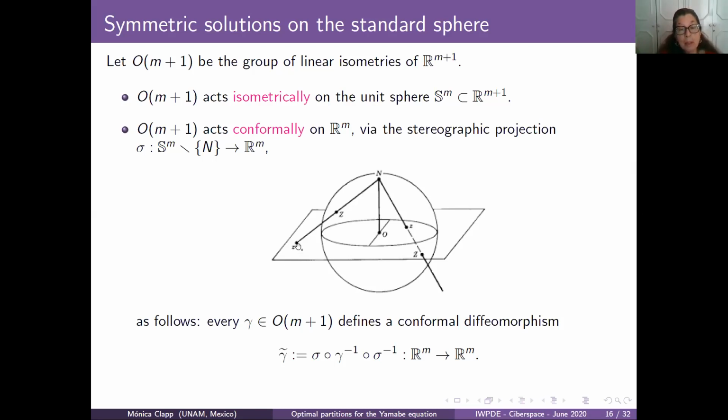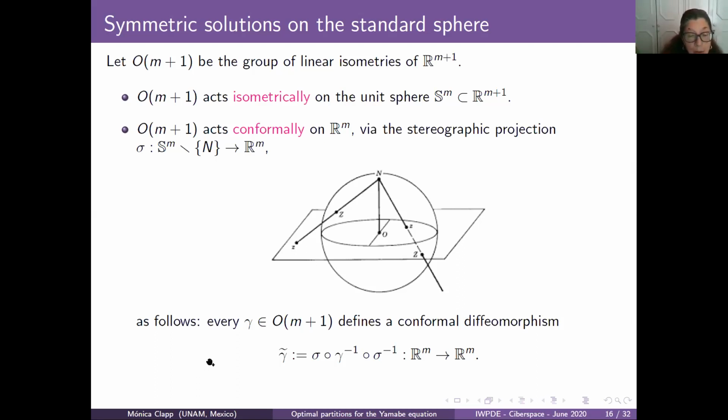So we take a point in R^m, we take it back to the sphere by using the inverse of the stereographic projection. Then we apply gamma^{-1} to this point, so we get another point on the sphere, and then we bring it back to R^m by taking the stereographic projection. So you take the composition of the inverse of the stereographic projection, then gamma^{-1}, and then the stereographic projection, and this gives you a conformal diffeomorphism. So this action is not linear anymore. This is a conformal action. Since the Yamabe equation is conformally invariant, these conformal diffeomorphisms work well.